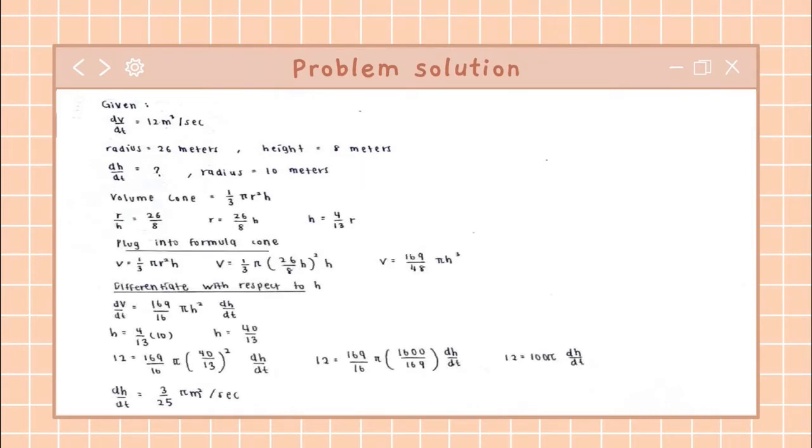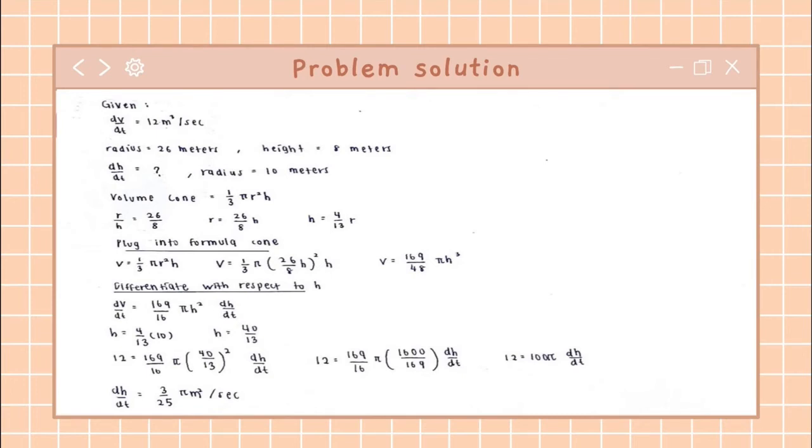Volume of cone is 1 over 3 pi r square h, and we have to find r in terms of h. So r over h is 26 over 8. r equals to 26 over 8 h. Then substitute 26 over 8 h into r. So we got 169 over 48 pi h cube.